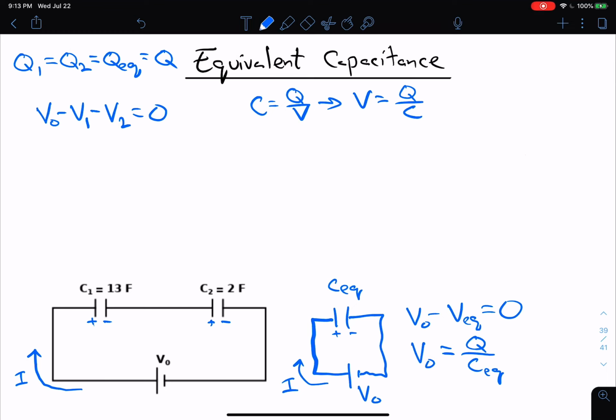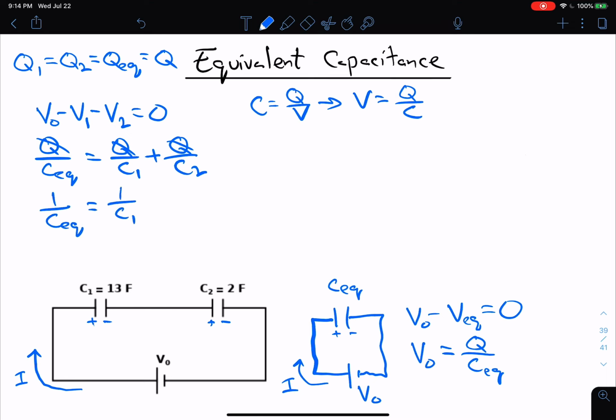And I can take that now and plug that in here, as well as making similar substitutions in for V1 and V2. Okay. So I'm going to have Q over CEQ, and that's going to equal Q over C1 plus Q over C2. The Q's all cancel, and I'm left with 1 over CEQ equals 1 over C1 plus 1 over C2.